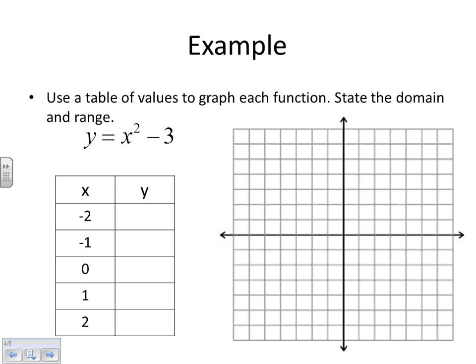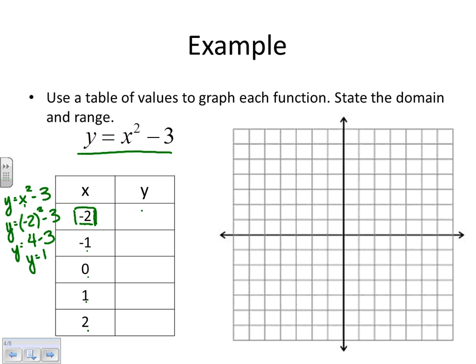How we do that is you just pick some values, -2, -1, 0, 1, 2, and we're going to plug in each value for x to find our y. So here's our function: y equals x squared minus 3. Now we're going to take this negative 2 and plug it into x squared. So we've got y equals negative 2 squared minus 3. Negative 2 squared is 4, minus 3, and y equals 1.